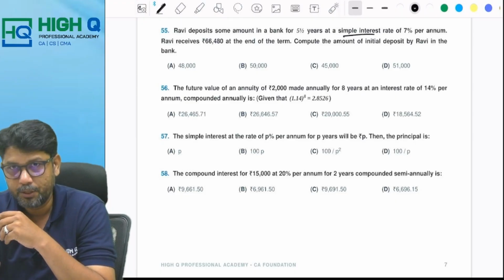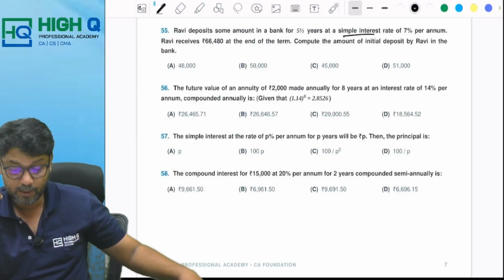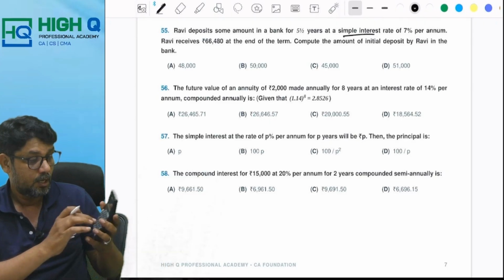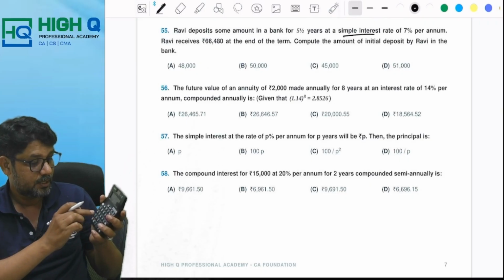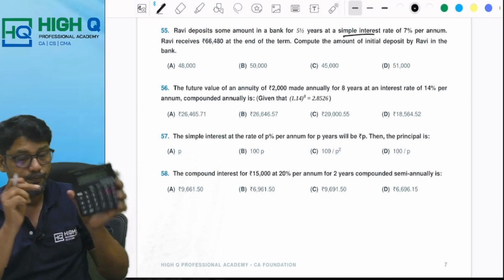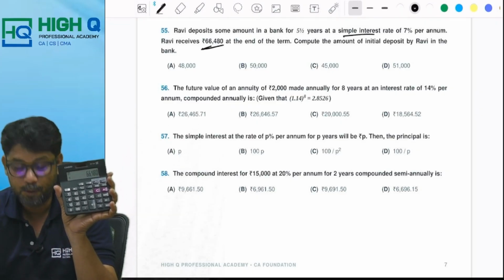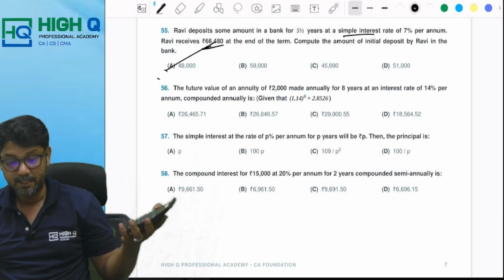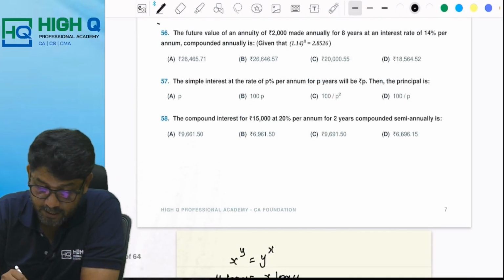See, sir, should I use the formula of amount, sir? That can be used, or otherwise you can use the trial and error method. Trial and error method, I feel much simpler, my dear. What I do, I'll tell you. First option is 48,000. I'll simply take 48,000 into 5.5 years into 7% plus 48,000. I get 66,480 rupees. I'm getting the amount when I take option A. That's it. Okay. Next one.